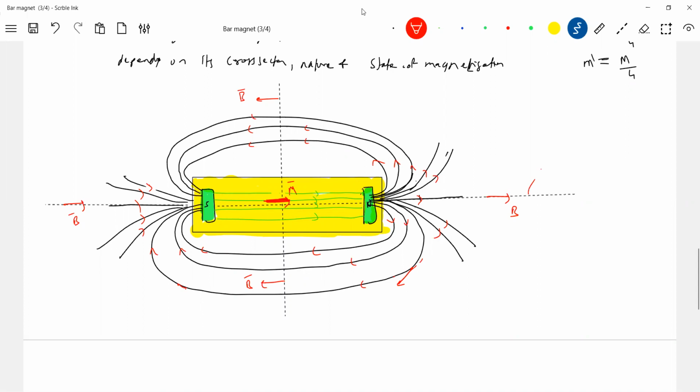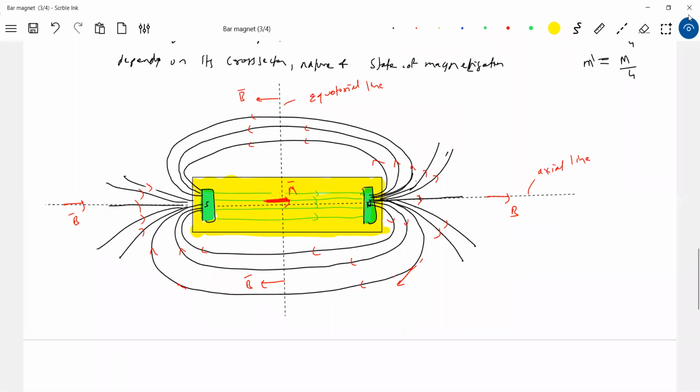So this is called the axial line. This is the equatorial line. In S.L. Arora, this is called the broadside on position, and the end on position, because this is the end of the magnet. Broadside on position is the equatorial line, and the end on position is the axial line. Both things are defined in NCERT.